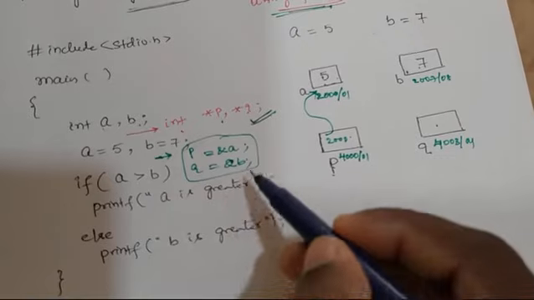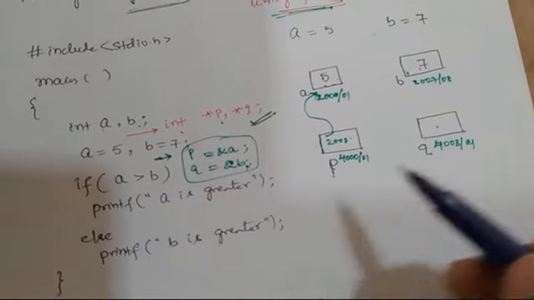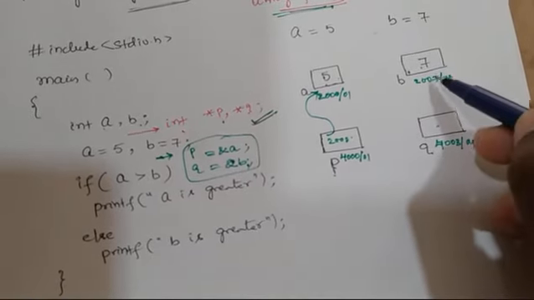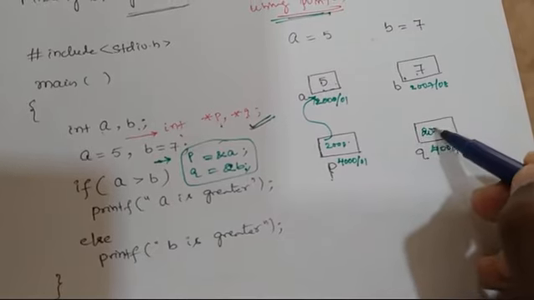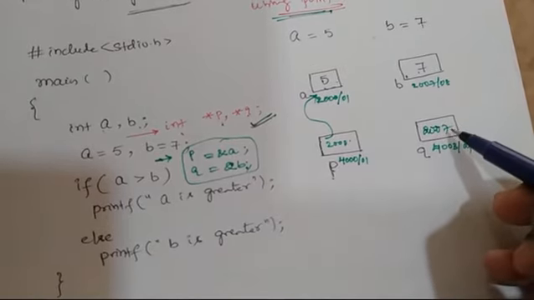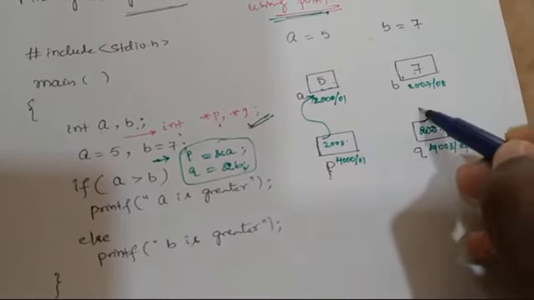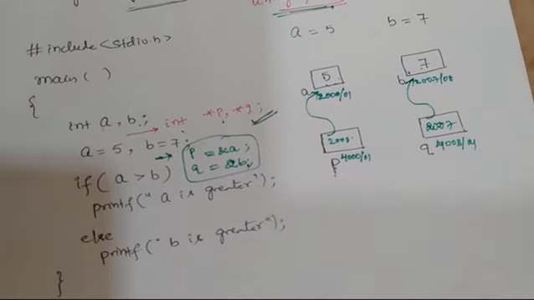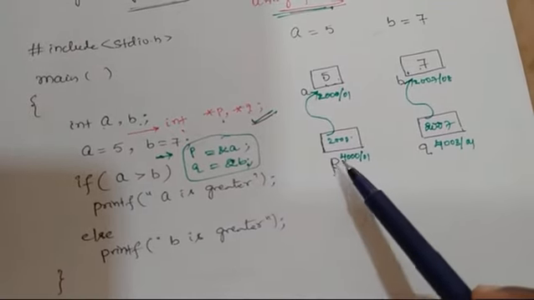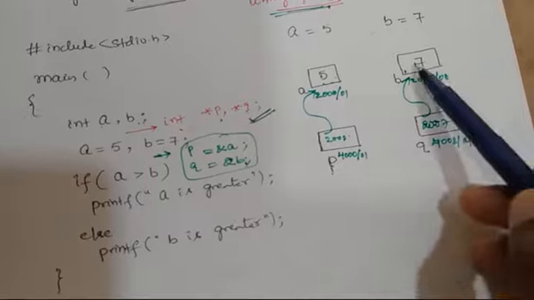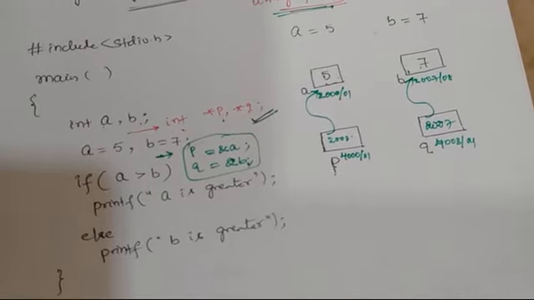Same way, address of B is given to Q. So what is address of B? 2007. Whenever an address is received, obviously it starts pointing to that location. You see, now the connection between P and A, Q and B. Now I can operate on that directly.